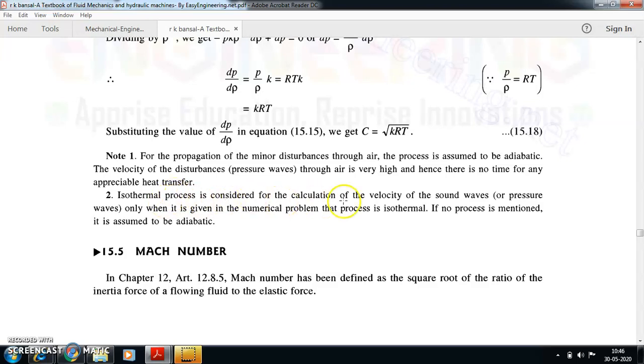Isothermal process is considered for the calculation of velocity of sound or the pressure wave only when it is mentioned in the problem. Otherwise, you take it as an adiabatic process. If no process is mentioned, then you just take it as an adiabatic process. These two notes are very important when you are solving questions or numerical problems on the velocity of sound for the adiabatic or isothermal process. So please remember, if they are not mentioning any process, consider the process to be adiabatic. If they specifically mention that it is an isothermal process, then please take it as an isothermal process.